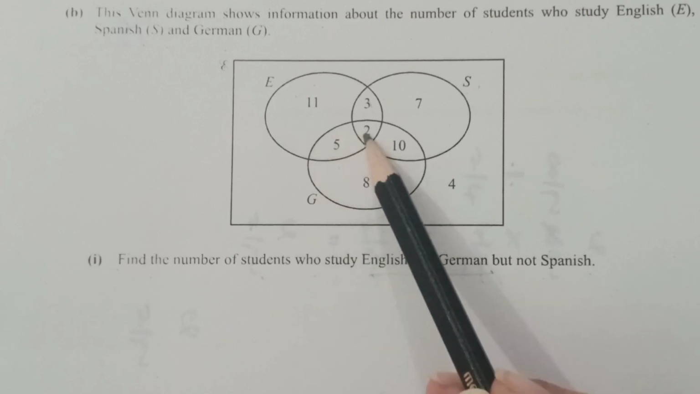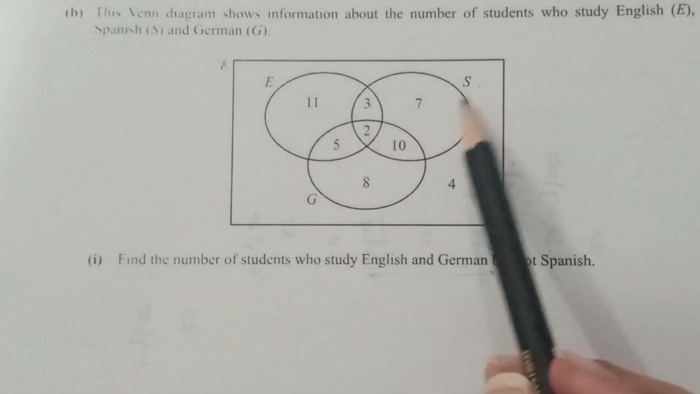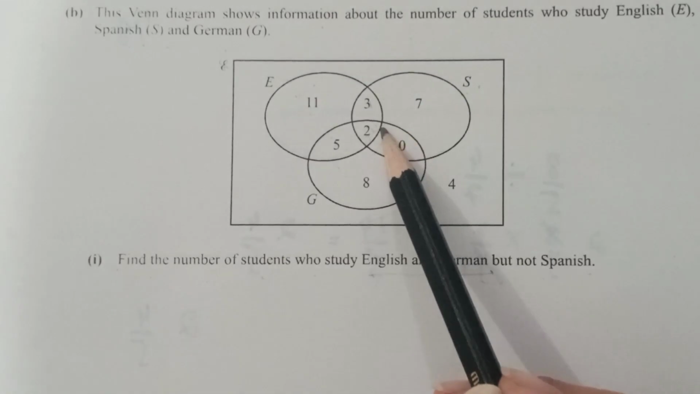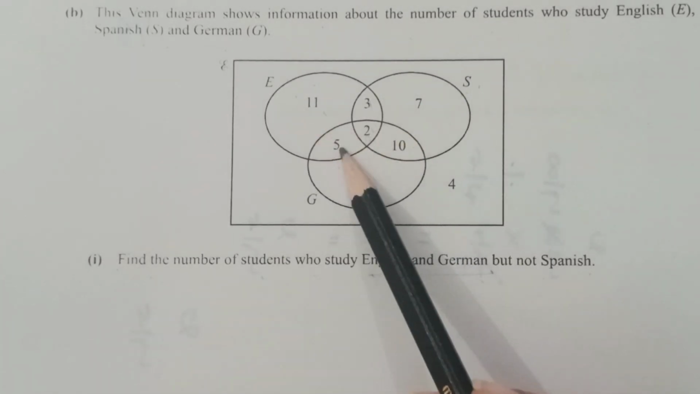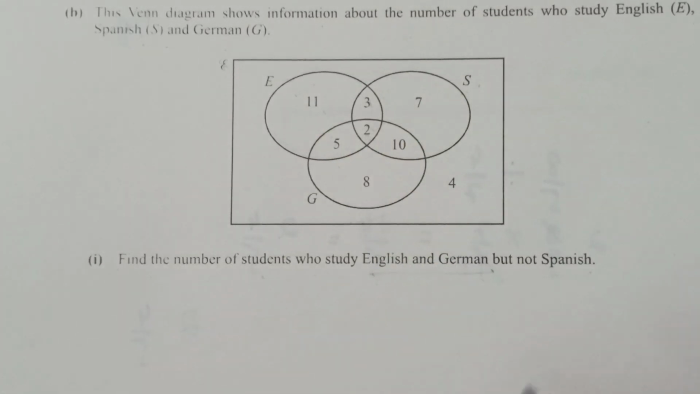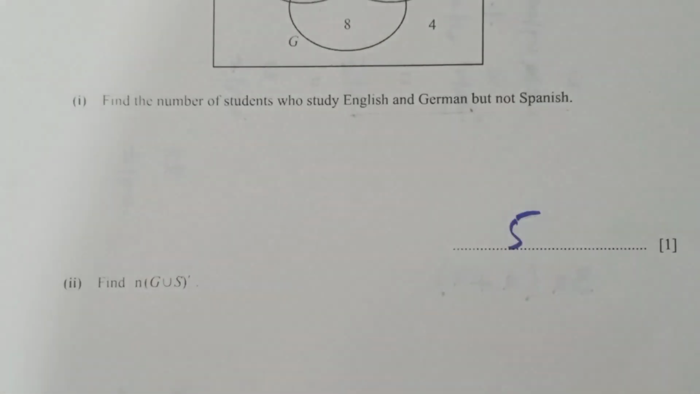That is the number 5. 2 is also included in Spanish, that's why it's not included in this. And that number is only 5. It means our answer is 5.